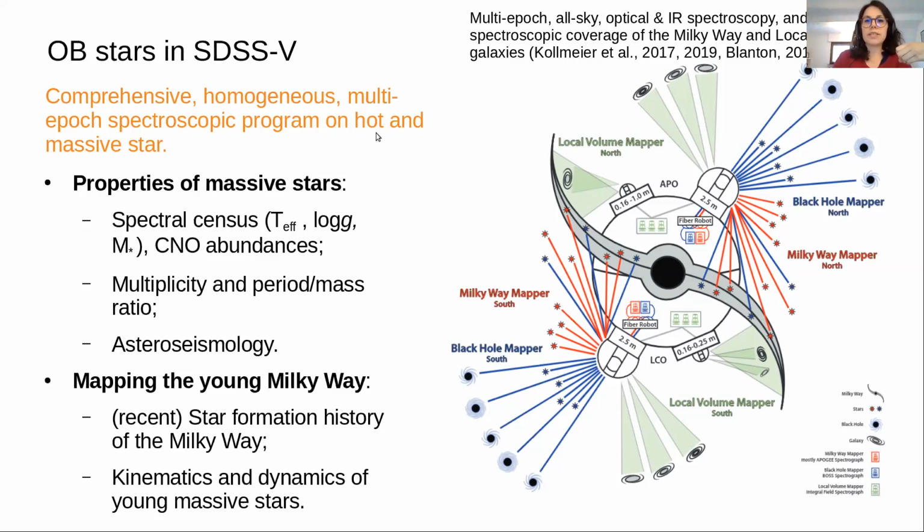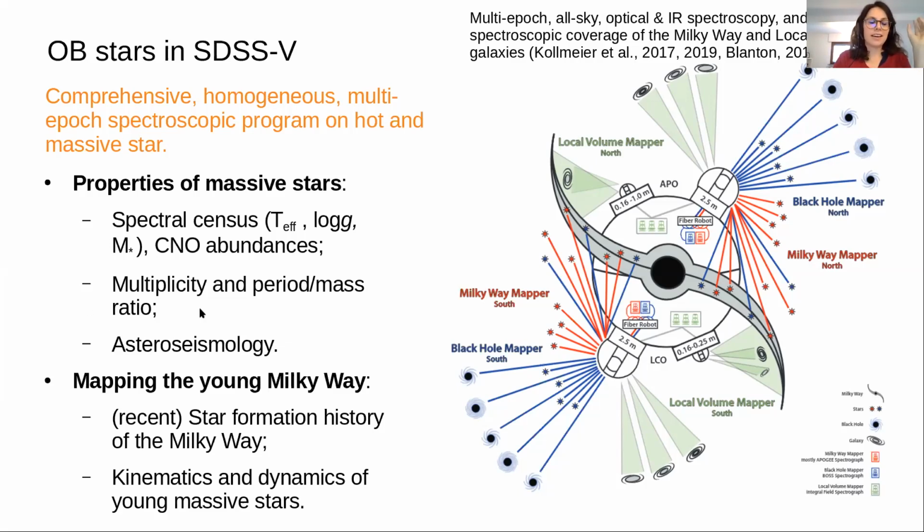You can find more information in the papers by Kollmeier 2017, and Blanton 2019. As I said before, we have a program in SDSS-V that consists of observing OBN stars in the Milky Way and in the Magellanic Clouds. This program was devised to obtain a spectral census of massive stars: effective temperature, gravity, masses, abundances, and to study their multiplicity and binarity properties.